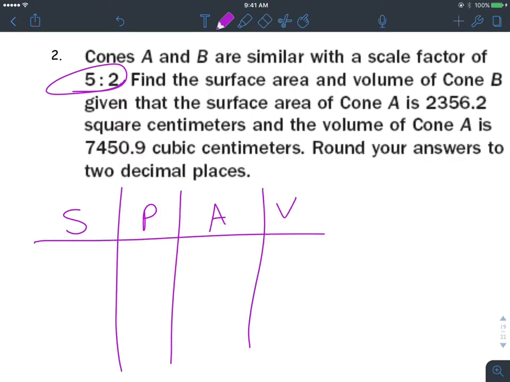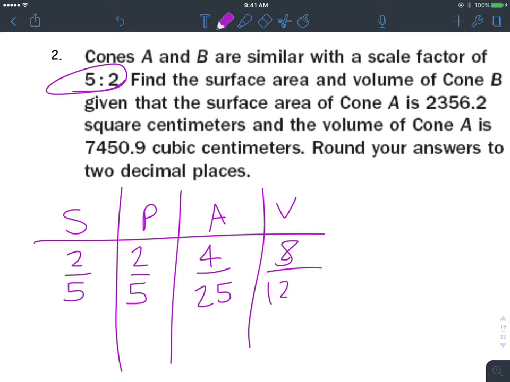So I think that means it's getting smaller, so we'll write it as a fraction, 2/5. And then the area ratio will be 4/25. And then the volume is going to be 8/125.